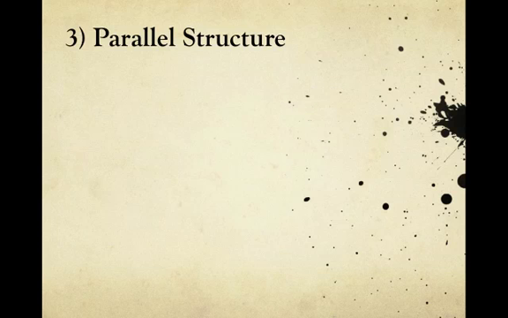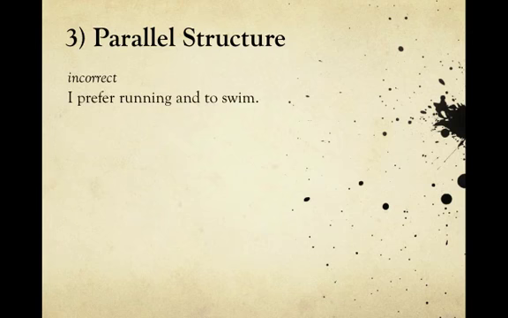Parallel structure means that your sentence needs to have all of the same parts of speech. Okay, what does that mean? Let's look at an incorrect example. I prefer running and to swim. The problem here is in my verb form. Running is an ing verb. To swim is a to verb, or the infinitive form. It's not parallel. Both of my forms aren't the same.